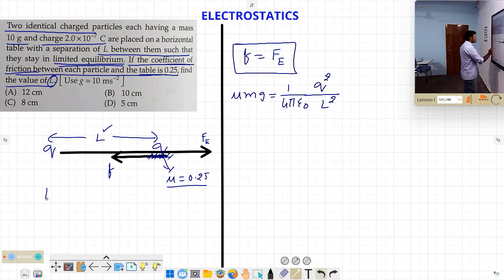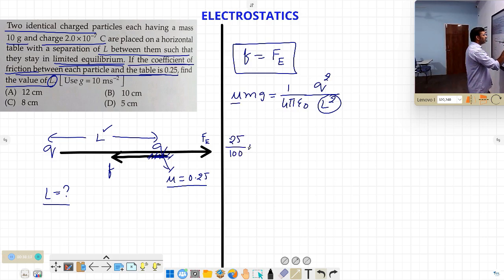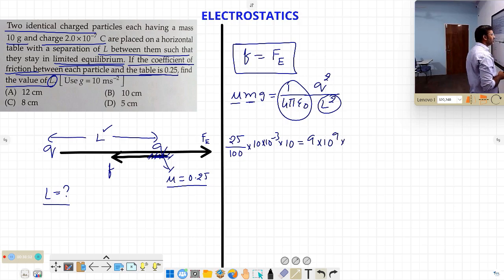So to find the L value, we substitute all the values. Mu value is equal to 0.25, I can write as 25 by 100, into the mass of each charge, given as 10 grams in the question, 10 into 10 power minus 3 I can write. Gravity, they ask us to take g as 10. And 1 by 4 pi epsilon naught value is 9 into 10 power 9.